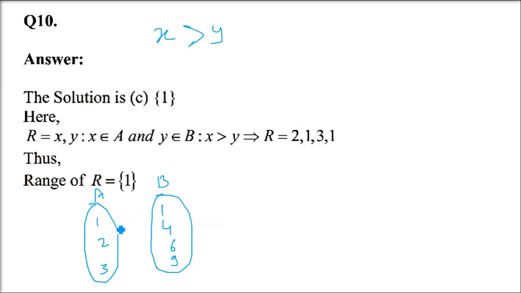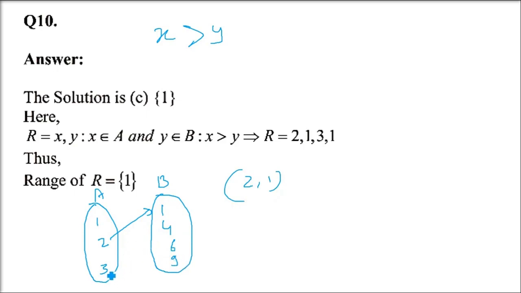So what range will come? First, let us see the ordered pairs. 1 is not less than 1. 1 is not greater than 1. 1 is not greater than 4. 1 is not greater than any of these. 2 is greater than 1, so (2, 1) you will write. 2 is not greater than any of these.